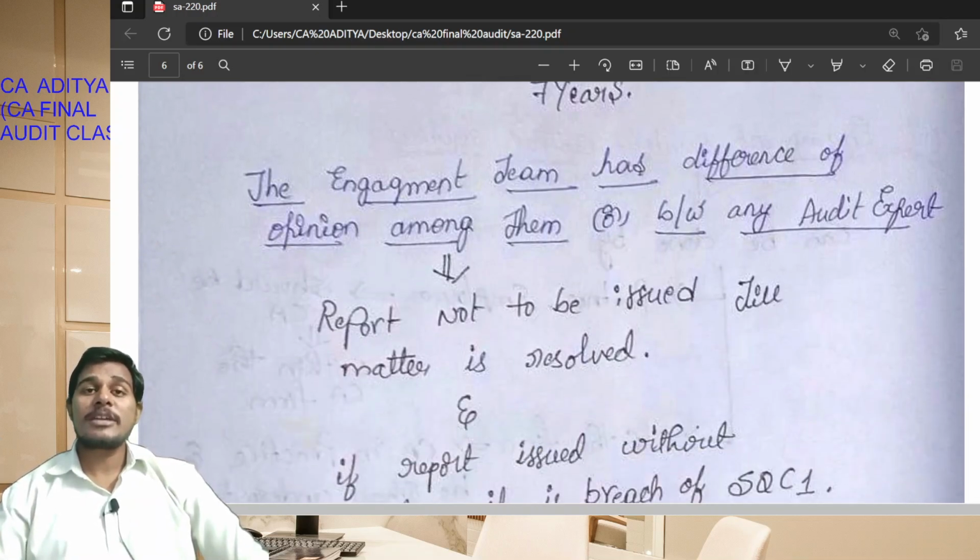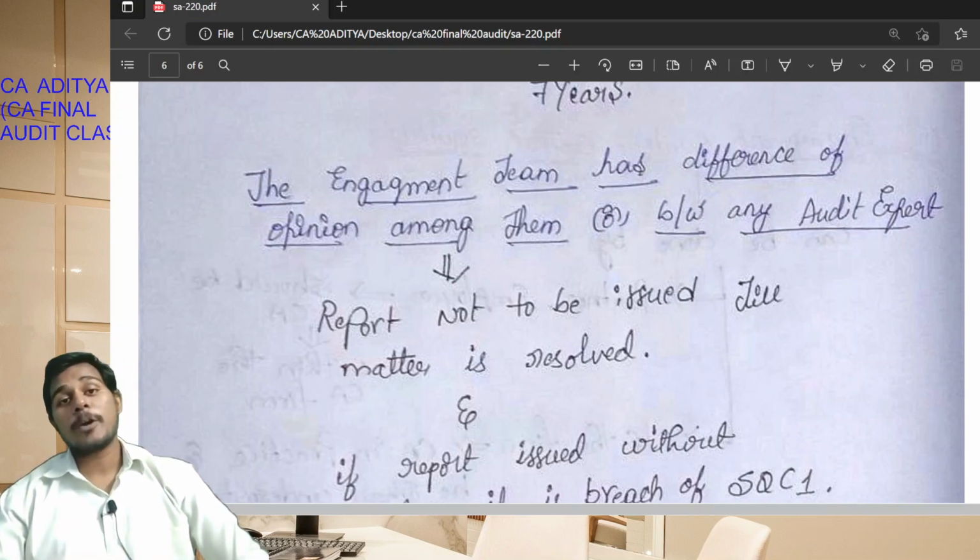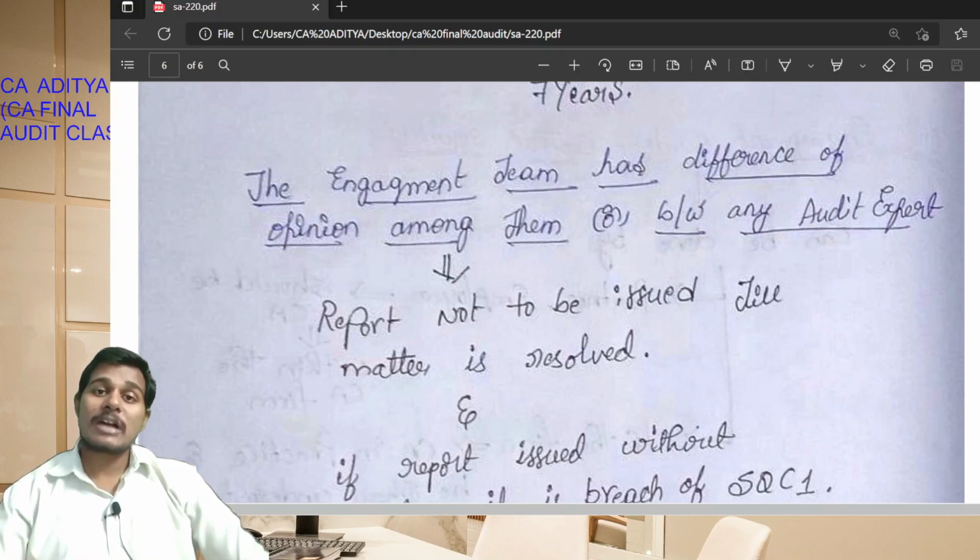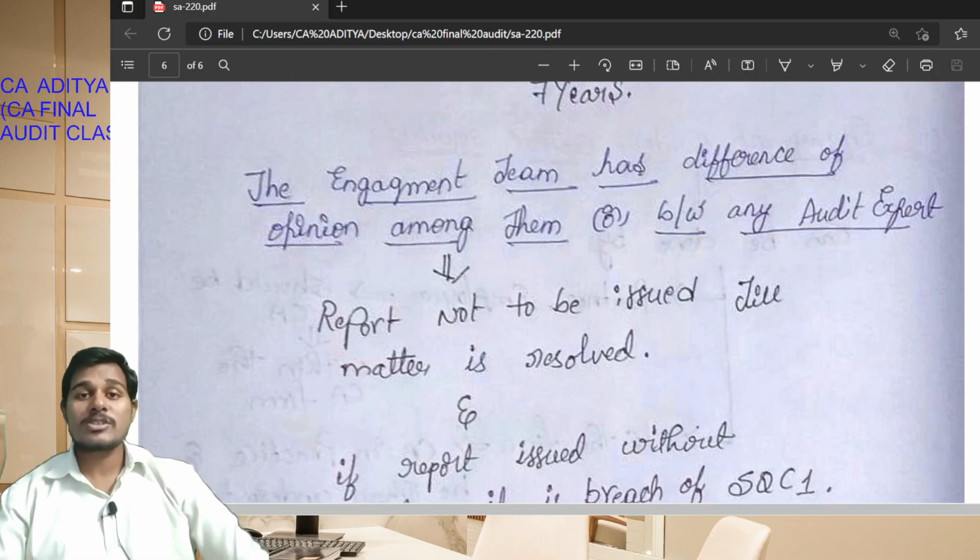The engagement team has a difference of opinion among themselves, or between the engagement team and the auditor's expert. Then the report shall not be issued unless the matter is resolved. If the report is issued without the matter being resolved, then it is a breach of SQC 1.